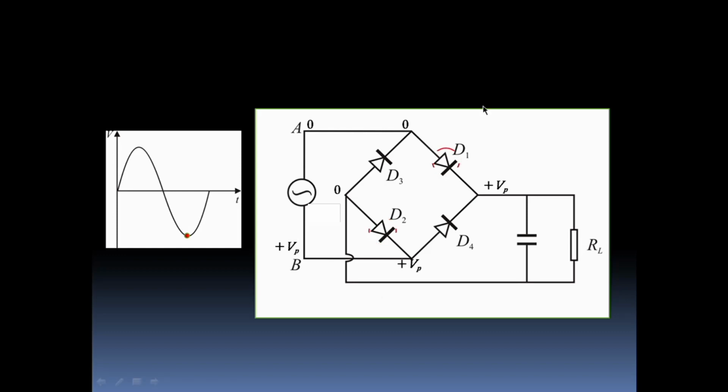And also note that the same idea can be shown for D3 and D4 considering the first half cycle, but I am not going to do that here. Try to understand this by yourself for D3 and D4.